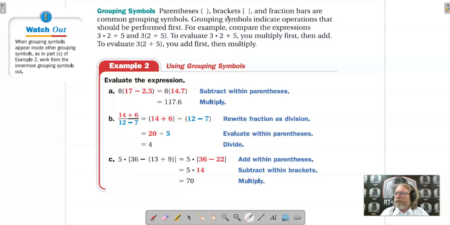Grouping symbols indicate operations that should be performed first. So that's why we have to take care of the numerator and the denominator first, or any other grouping symbols that we see, such as in examples A and C here. We'll look at that in a moment.